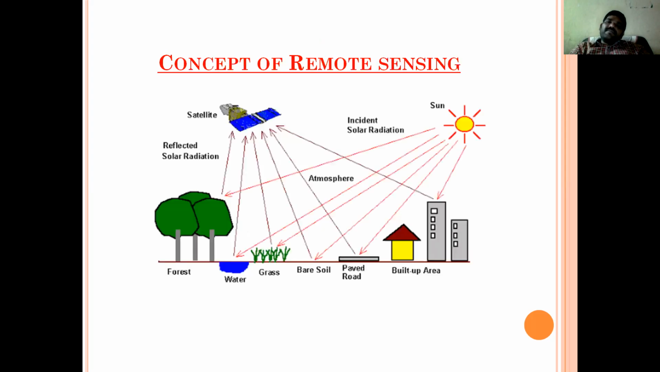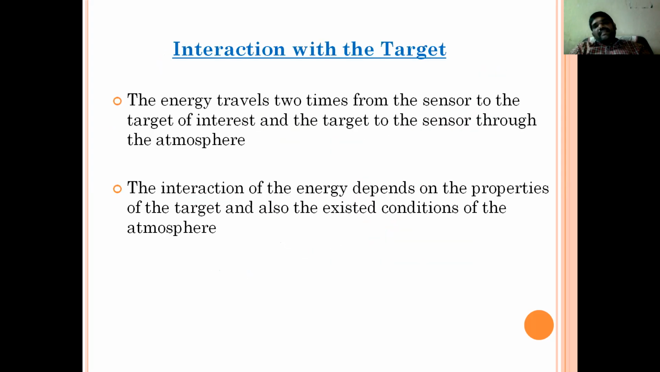We also discussed the target. What is this target here? Whatever image is being captured by the sensor, we can name it as a target. In remote sensing, as you try to recollect from the past slides, the basic principle of this technique is the detection and measurement of electromagnetic radiation.